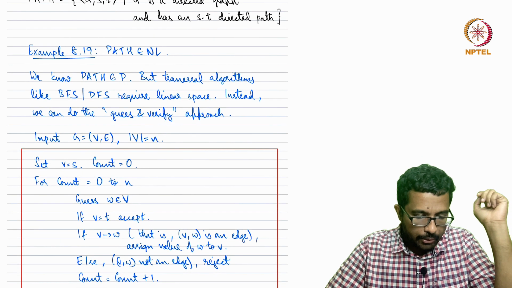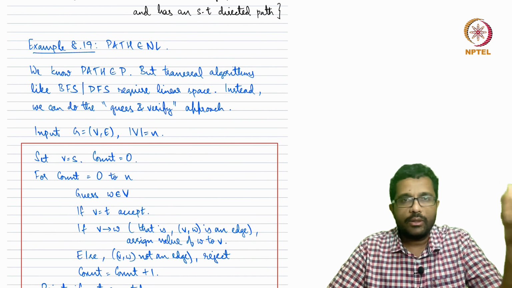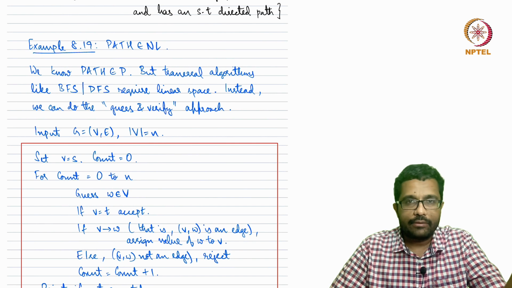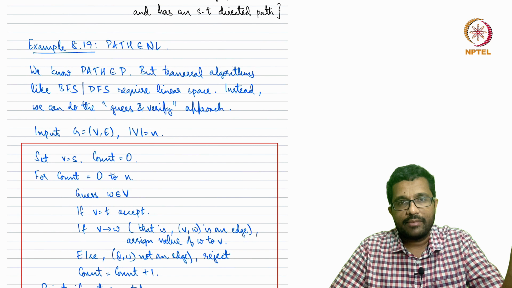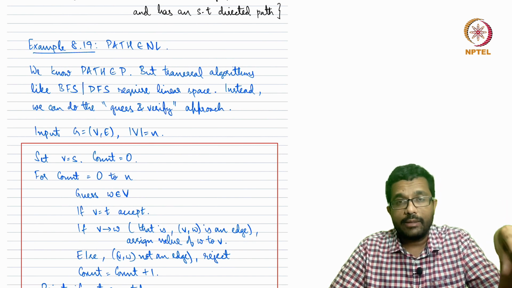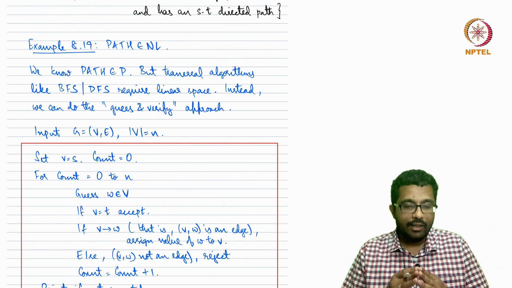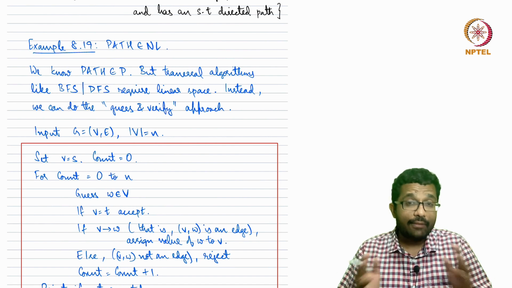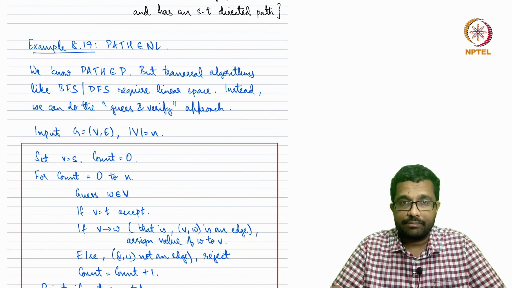PATH asks whether there is a path from the first vertex S to the vertex T. Clearly this can be done by traversal algorithms like breadth first search or depth first search, but that requires linear time and also linear space. So it is in P, but it requires linear space. But NL means non-deterministic log space. We do not have linear space. We only have logarithmic space in the size of the input, but we have non-determinism. P does not have non-determinism, but NL has non-determinism.